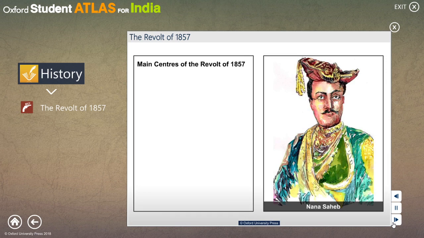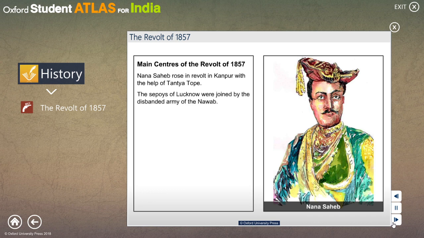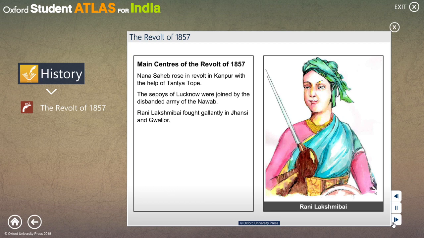Main centers of the revolt of 1857. Nana Sahib rose in revolt in Kanpur with the help of Tantya Tope. The sepoys of Lucknow were joined by the disbanded army of the Nawab. Rani Lakshmibai fought gallantly in Jhansi and Gwalior. The revolt was crushed by the British by July 1858, 14 months after the outbreak at Meerut.